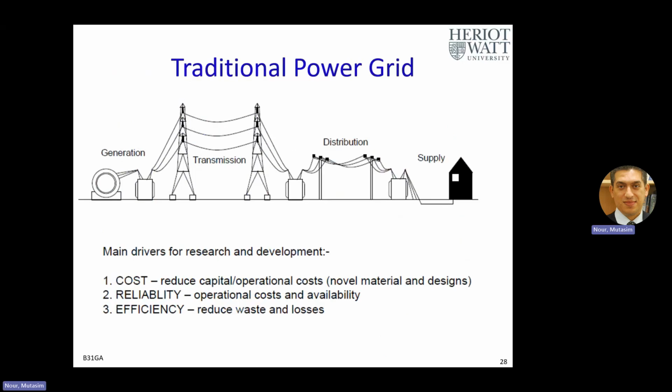Traditional power grid, as I mentioned, main drivers for research and development. If you think about research cost, reduce capital and operational cost, novel material and design here. Because we think about increasing the efficiency, reducing waste and losses, reliability, operational cost and availability. How to reduce waste and losses, for example, in a transmission line, you have to use better material. In a generator or transformer, how to make it more efficient. Where are the losses, by the way, in a transformer?